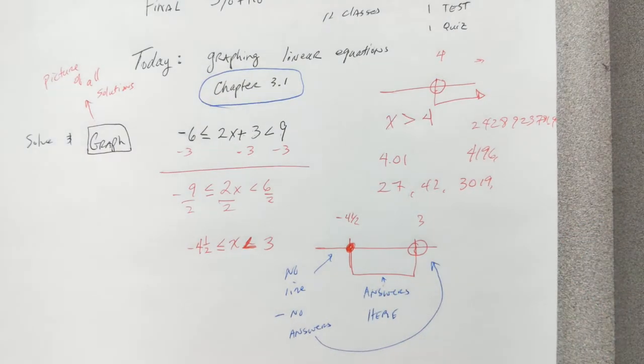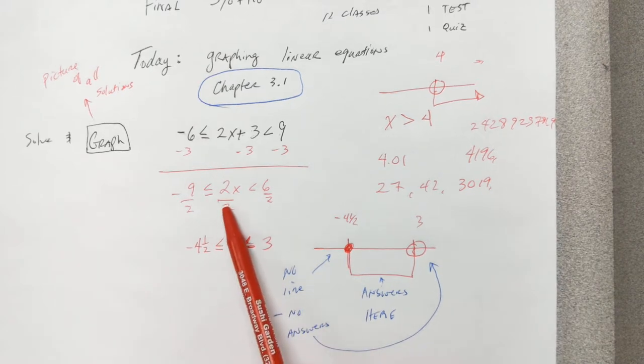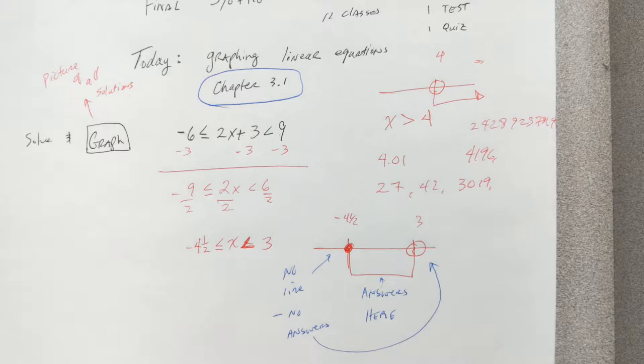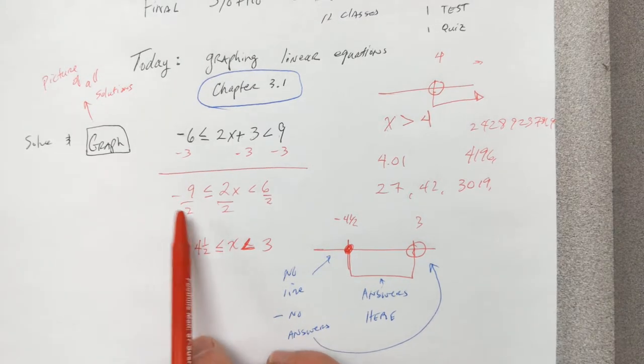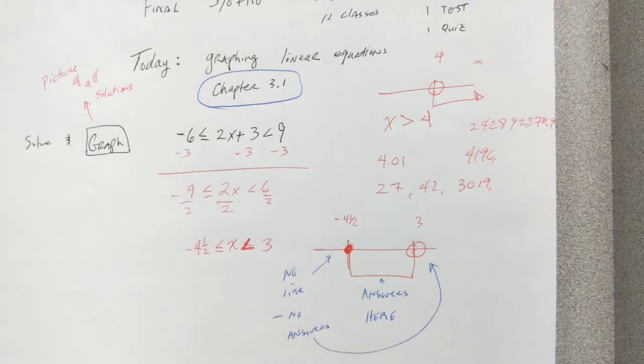Question. Oh, yes, ma'am. Didn't we have to flip the sign when it's a negative? Only if you're dividing by a negative. So we divided by positive 2, so you don't have to. And it doesn't matter that this was already negative, because we're dividing by positive 2. I'm glad you asked. That's the tricky part, right?